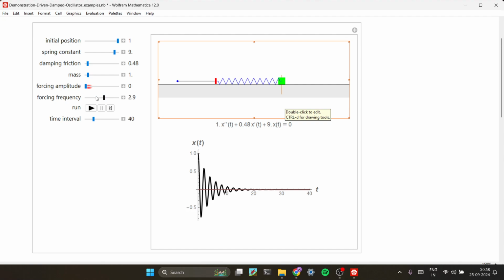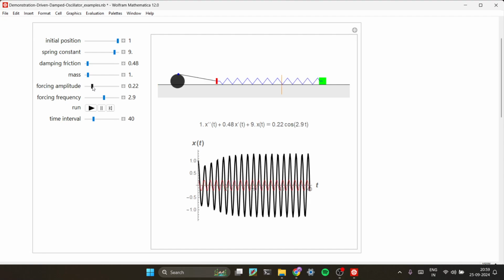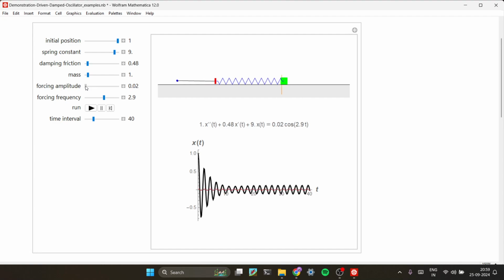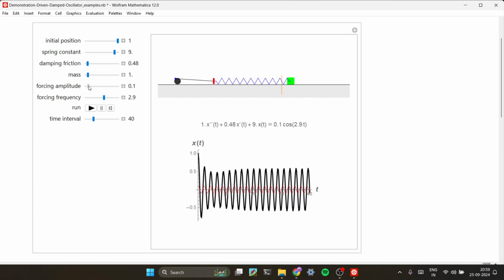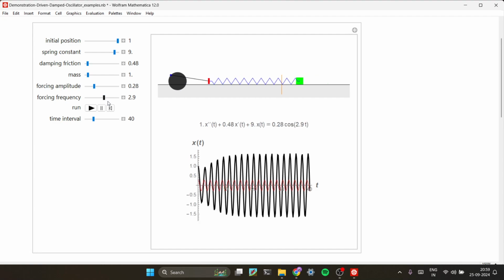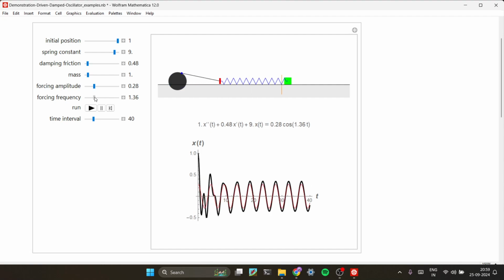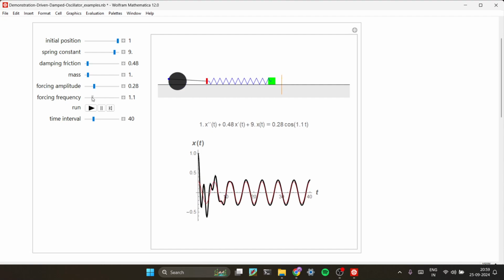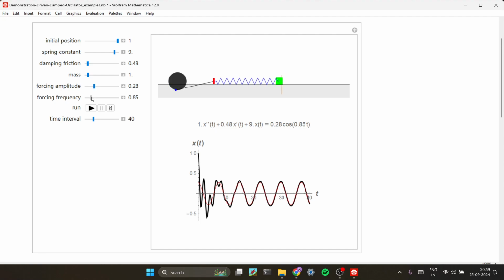So now let's discuss the third case, that is the damped driven harmonic oscillator. The damping friction is there, but here there is also an external force. So let's apply a forcing amplitude. The forcing amplitude and there is a forcing frequency. So let me show you that.